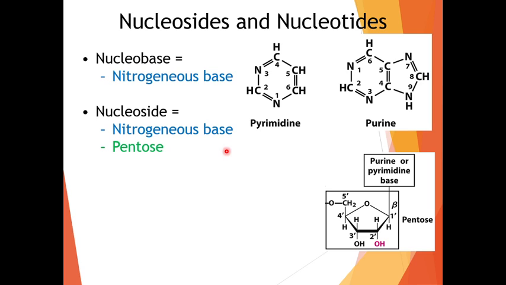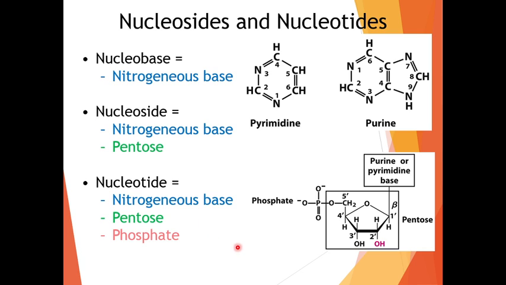A nucleoside is a combination of this nitrogenous base plus a pentose ring. A pentose is a five-membered sugar, and usually it's a ribose. And when you combine a purine or a pyrimidine, as shown here, with a pentose ring, you get a nucleoside.